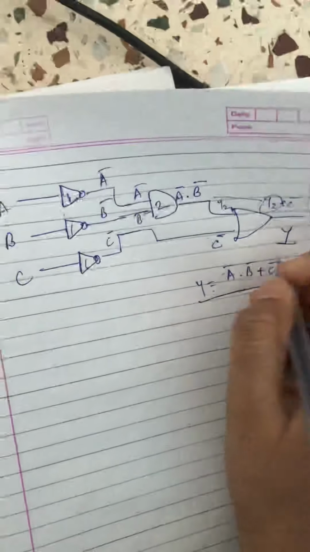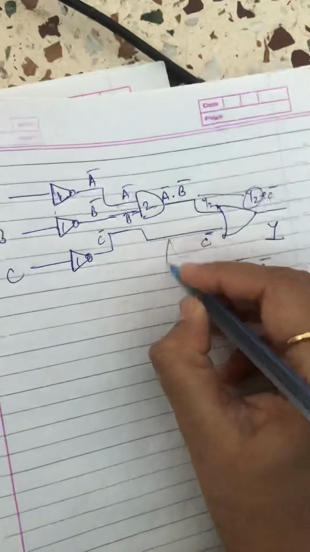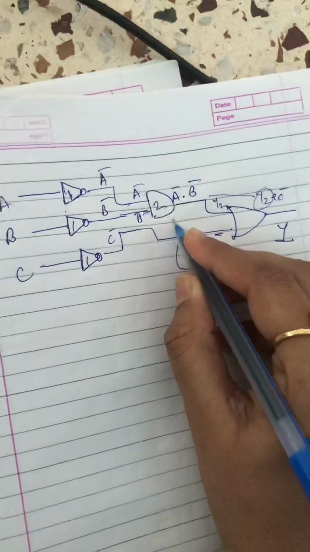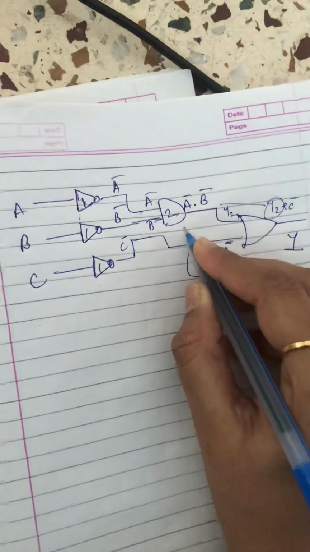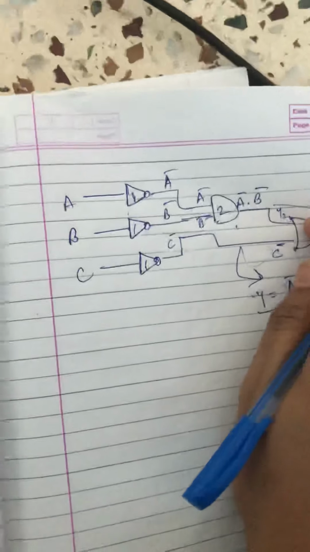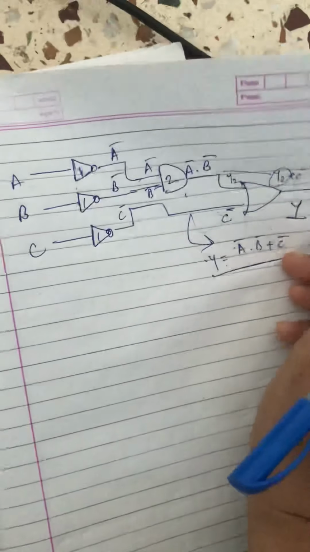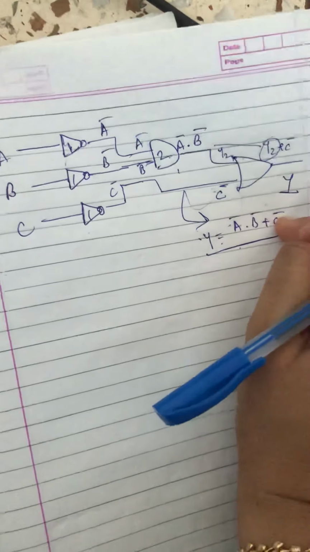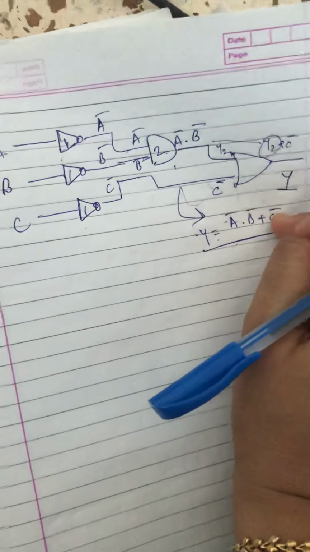So in this way anyone can solve a Boolean expression with the help of a circuit diagram. We will try how to make a circuit diagram from the equation, or from the truth table, in the next lecture.